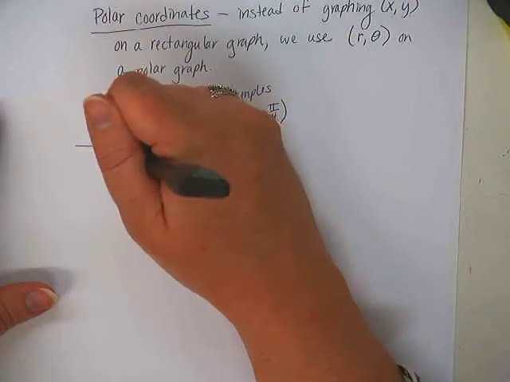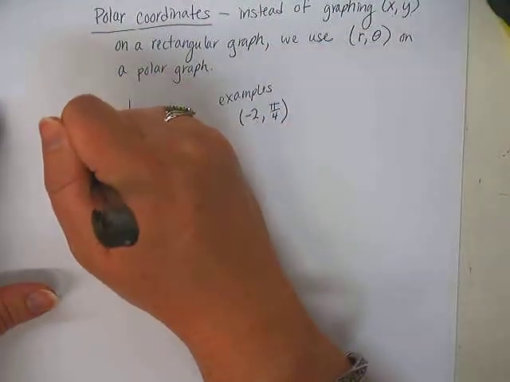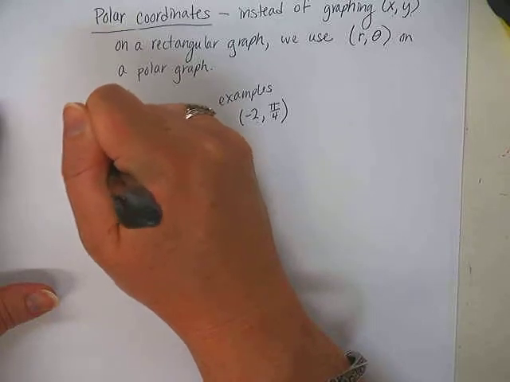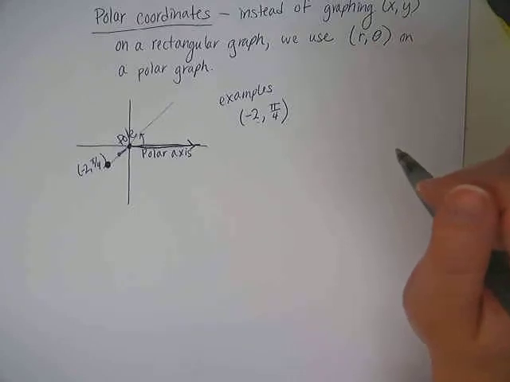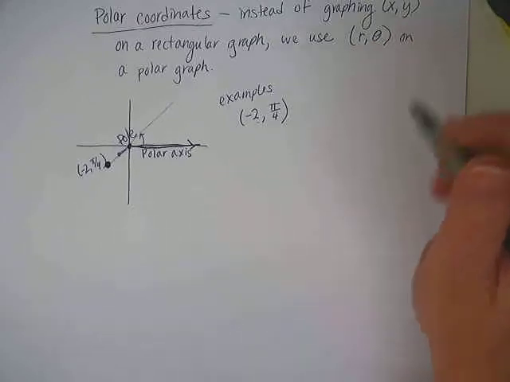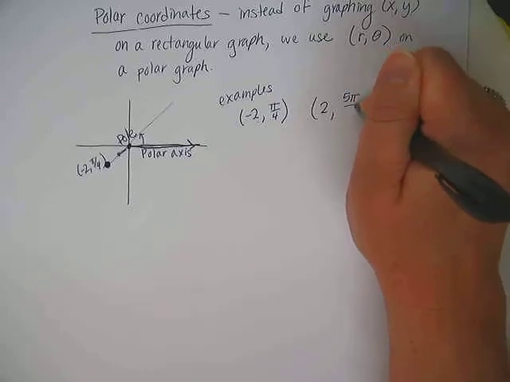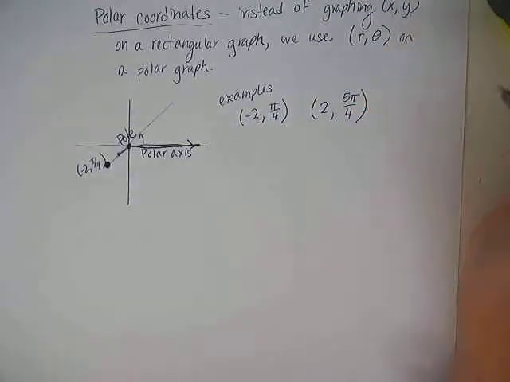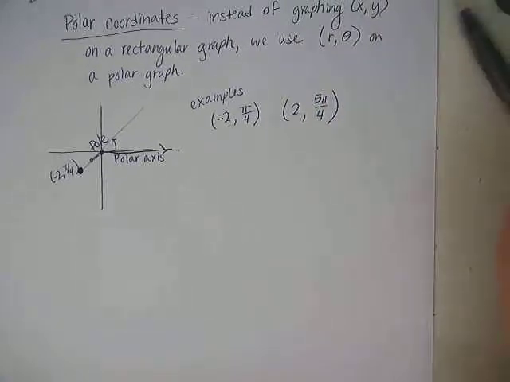So it doesn't matter if you draw the little arc that shows that you got to it, or if you highlight the angle you got to. The important thing is that you know where that point is. And there it is at -2, pi-4ths. Okay, let's try another one. Let's try the point 2, 5 pi-4ths.